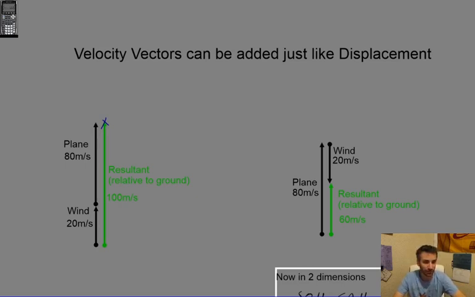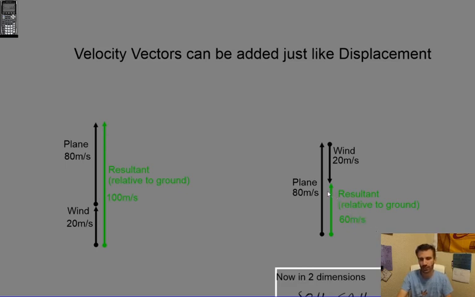So let's take a look at what's going on. We have an example here where we have a plane that is going north at 80 meters per second, and it has a tailwind, a wind coming from behind, that is 20 meters per second. If they are both in the same direction, the two vectors will add together, creating one larger vector. So in this case, we're going to have 80 plus 20, making a 100 meter per second vector. So the plane will move 100 meters per second relative to the ground.